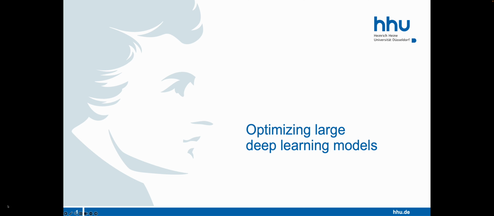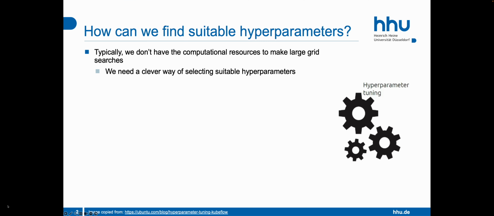However, when we train large deep learning models, such as large language models for processing small molecules or proteins or both, we typically don't have the computational resources to test hundreds or even thousands of different combinations of hyperparameters. So how can we find suitable hyperparameters for our large deep learning models? As I already said, typically we don't have the resources to test many combinations of different hyperparameters, hence we need a clever way of finding suitable hyperparameters.